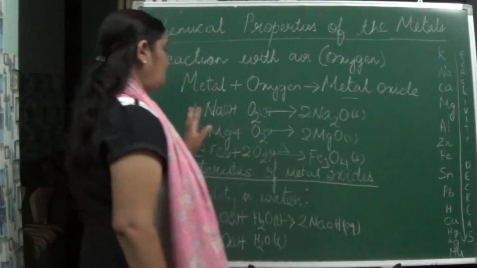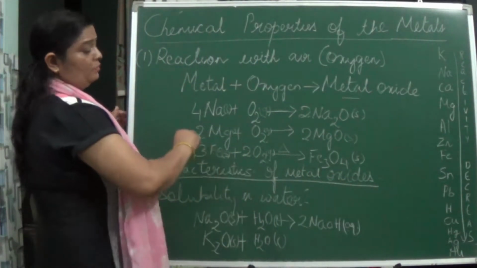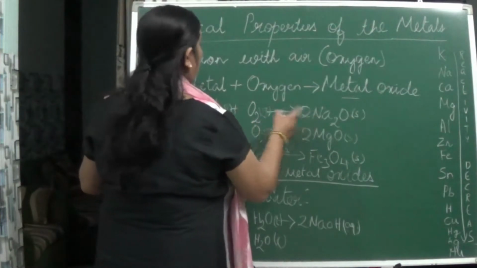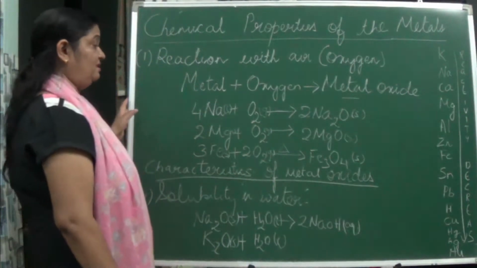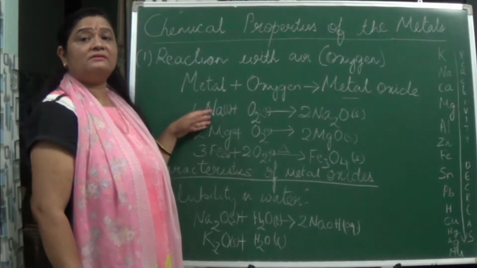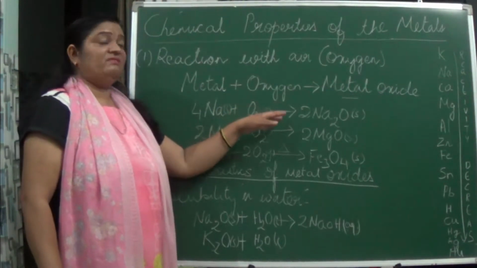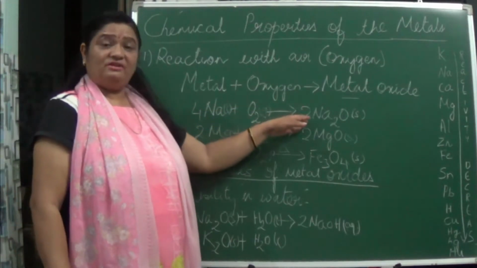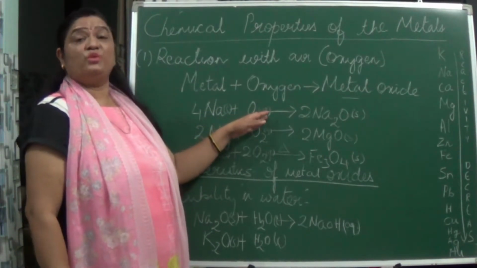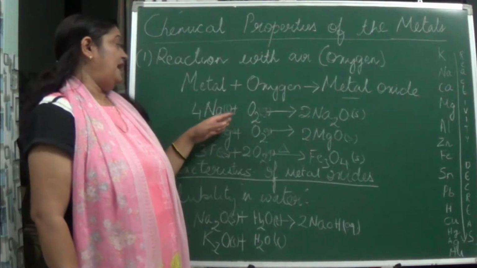Now this metal reacts with this oxygen. Like sodium reacts with oxygen. Sodium is a very reactive metal. Naturally it will react with oxygen, and it will give what? Sodium oxide will be formed. This reaction is very vigorous and very violent.